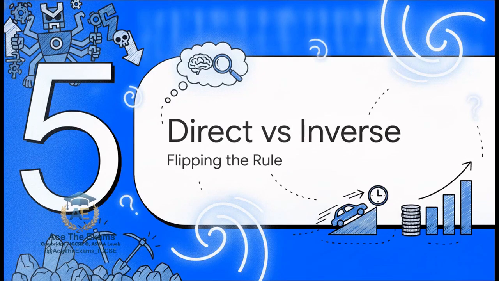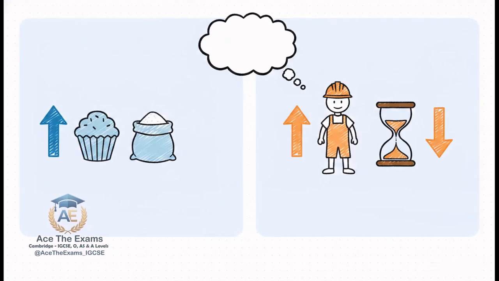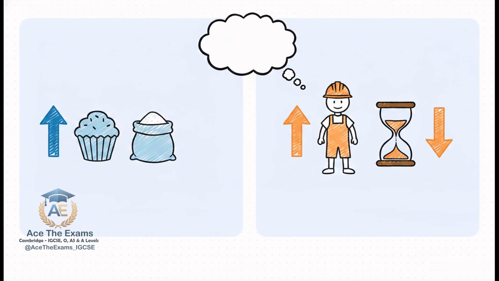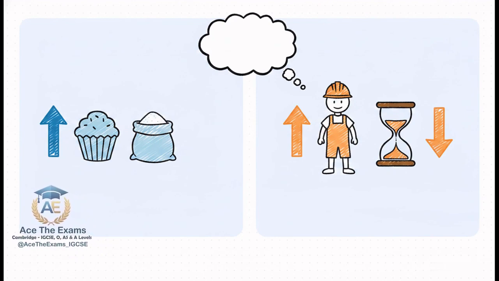Section 5, Direct versus Inverse Proportion. Flipping the rule. We are now approaching the ultimate boss battle of our math excavation. This is where you have to stop acting like a calculator and start acting like a logician. For our third challenge, we are focusing on speed and logical evaluation. The crucial point here is evaluating the real-world relationship.